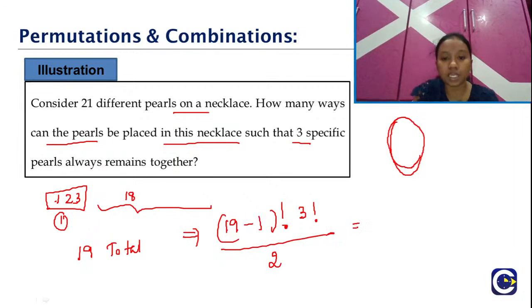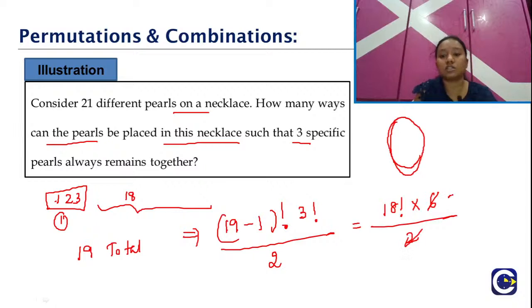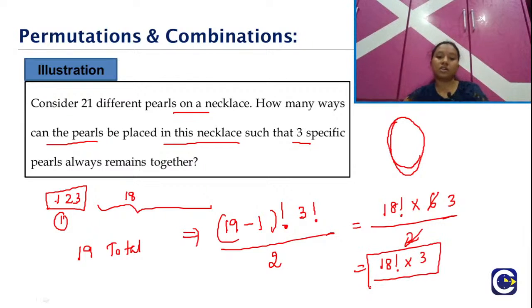So now it will be 19 minus 1 factorial, which is 18 factorial, into 3 factorial, which is 6, and 2 here, which is cancelled by 3. That means 3 into 18 factorial will be the number of ways here, so that we can arrange these 3 specific pearls always remaining together. That means 18 factorial into 3. Right, so the only thing to note here is that when it's a necklace, we cannot treat clockwise and anti-clockwise as different.